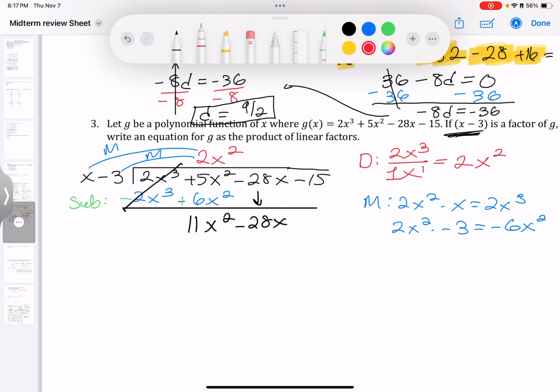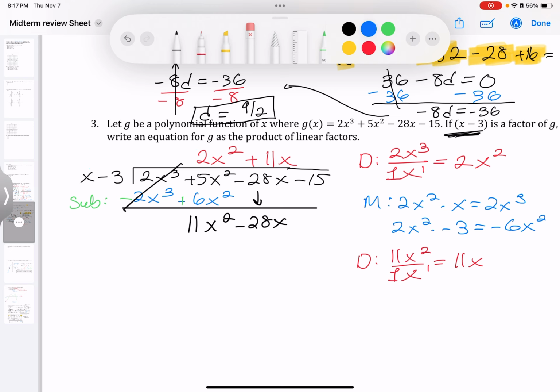Now repeat the process once again. Take your 11x squared and divide it by the leading term of the outside, which is your x. That's just going to be 11x. Once again, you can write that as 1x to the first. 11 divided by 1 is 11. X squared divided by x to the first is just x.